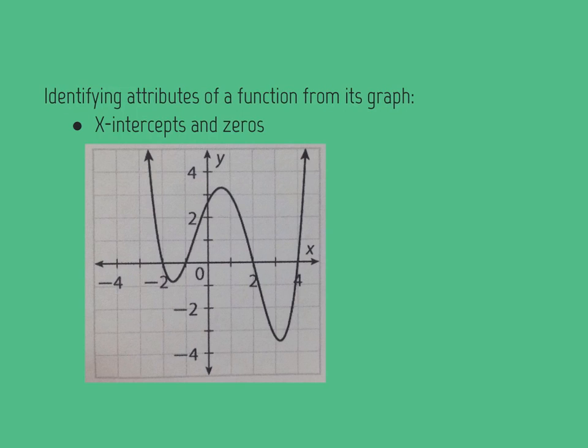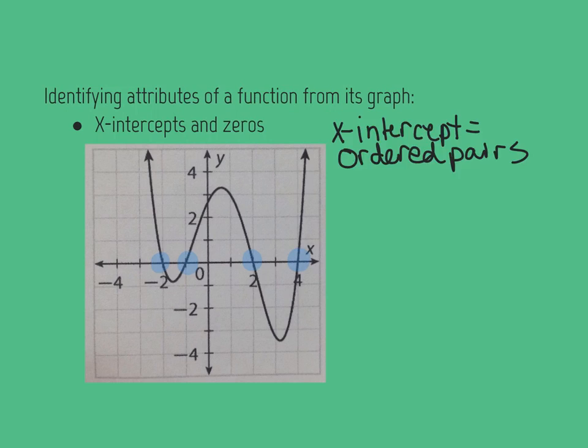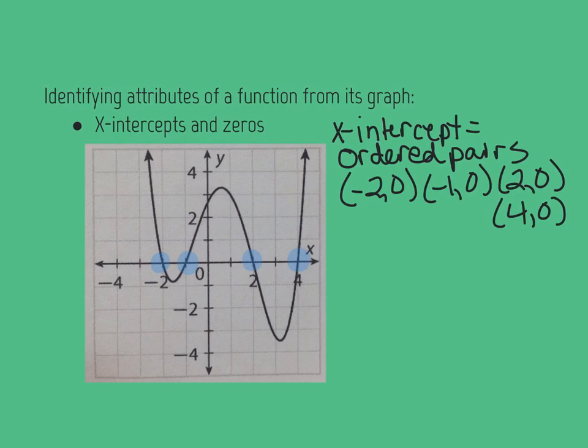Okay, another attribute, x-intercepts and zeros, which are the same thing as far as where they are on the graph. They're the parts where the graph crosses the x-axis. But what I want to specify is when you see the word x-intercept, then we write ordered pairs. So we would write (-2, 0), and (-1, 0), and (2, 0), and (4, 0). We would write them as ordered pairs.